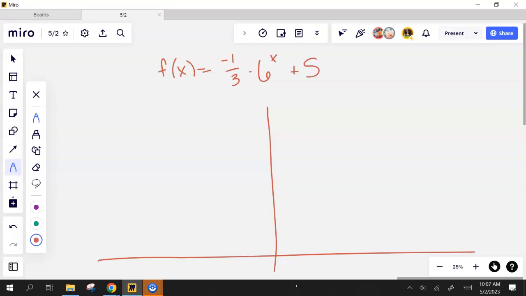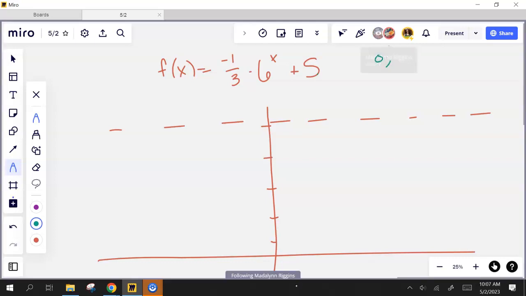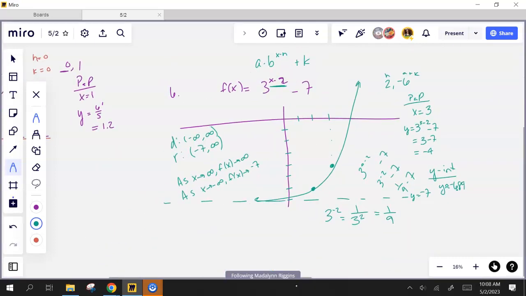Right, that's correct. It's below the asymptote, but the asymptote is up at 5. Give me a point on the graph. 0, and then h, a plus k. So 5 plus negative a third. Oh.